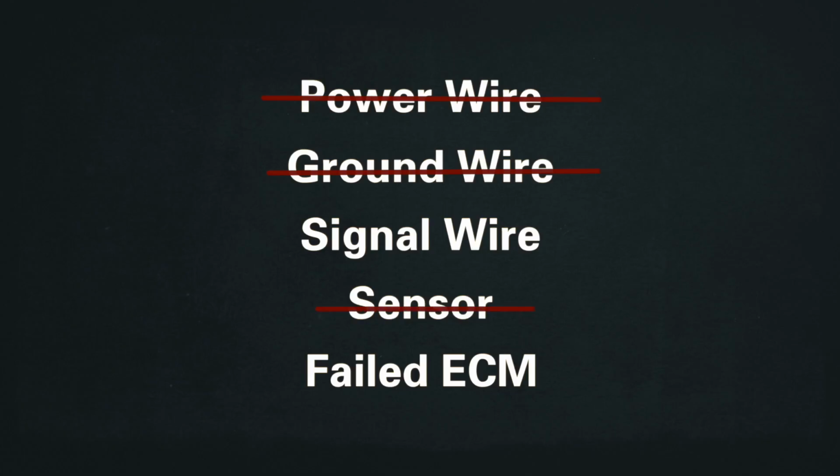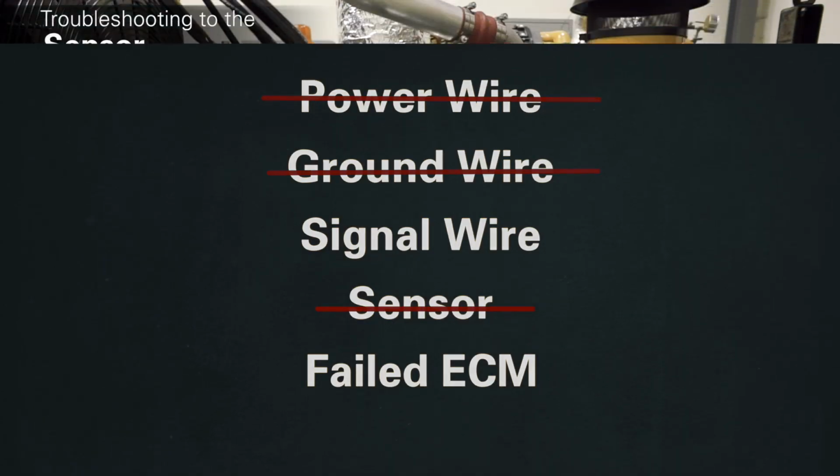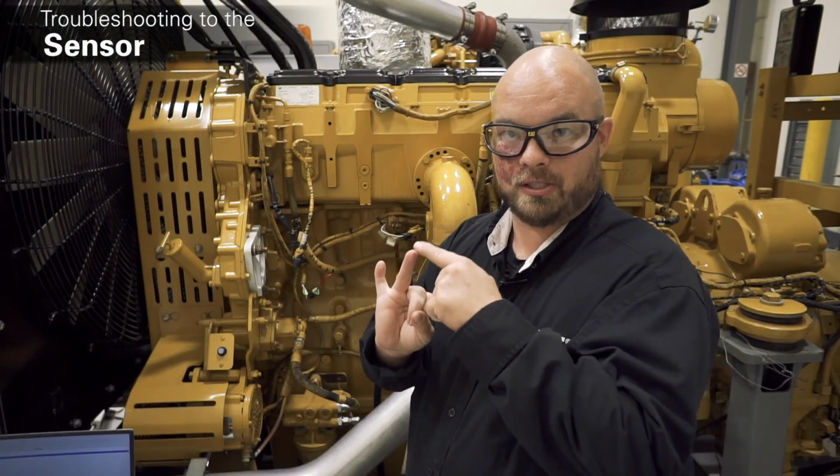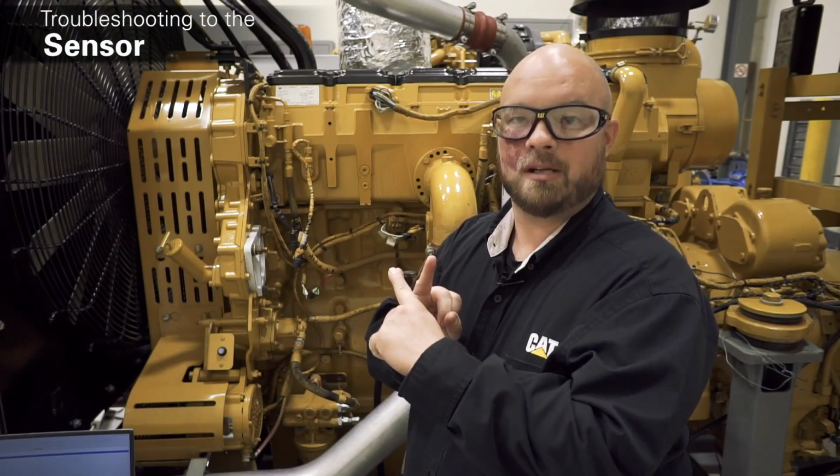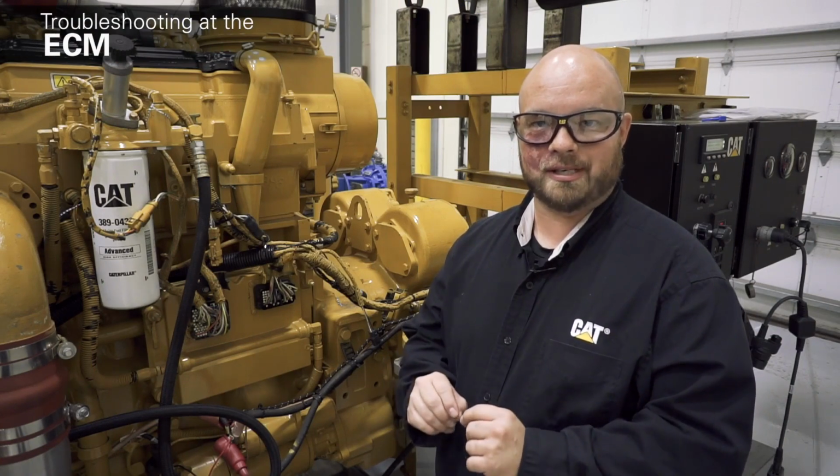So I took out the A wire, the B wire, not suspects. In this scenario, the sensor is also not a suspect. So who's left? The signal wire or the ECM? That's the next place we're gonna go. So in this case, it's easiest for us to go ahead and troubleshoot the ECM.